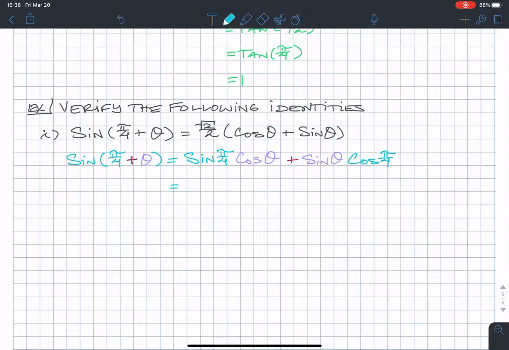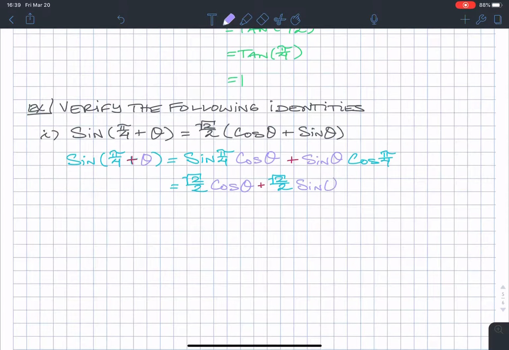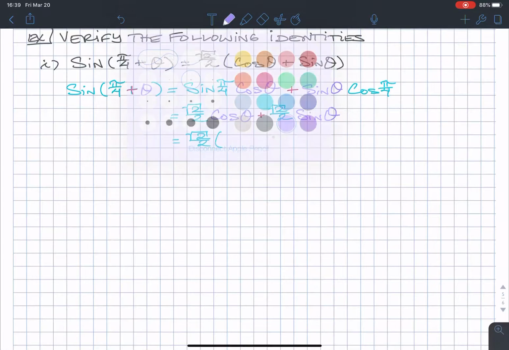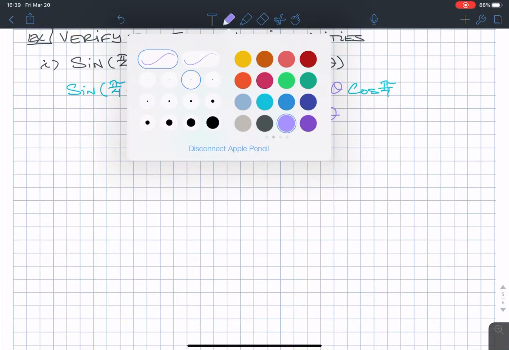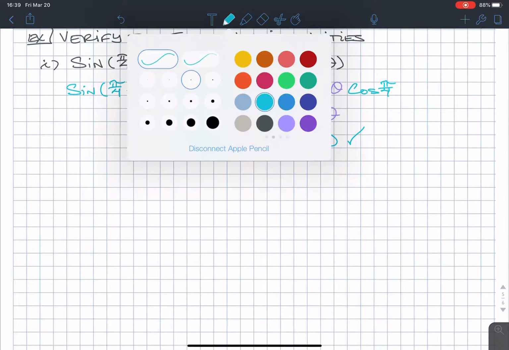But of course, sine of pi over 4 is the same as cosine of pi over 4, which is square root of 2 over 2 once rationalized. So I can change both blue terms to root 2 over 2. And finally, I can factor out the common factor, which is root 2 over 2, times the quantity cosine of theta plus sine of theta, in parentheses. And of course, that is indeed what I wanted to show. That is finally the right-hand side of the equation. So I have established that identity.